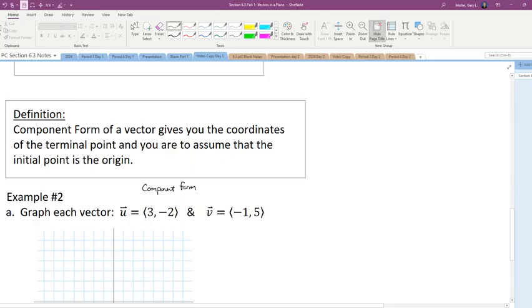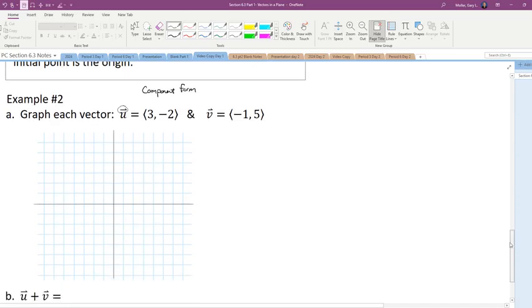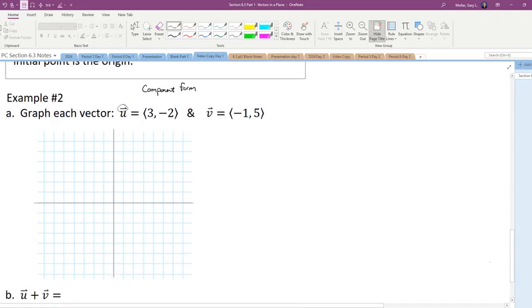Graph each vector. So we're going to graph vector u, right? So there's the symbol for a vector right there. And again, we have these little angled pieces. That is what tells you it's a component form. And what this is telling you is essentially the horizontal component and the vertical component.